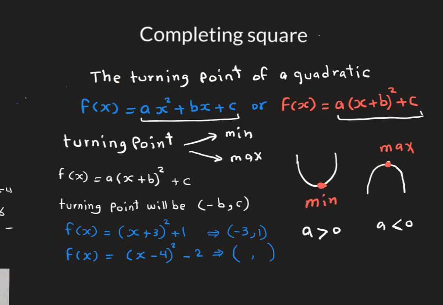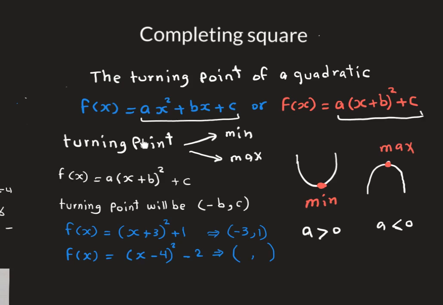Bismillah. In this video we will learn how to use completing the square to find the turning point of a quadratic function. A quadratic function can be written in this form: ax squared plus bx plus c, or that one, a(x plus b) squared plus c. The first one is called standard form. The second one is called vertex form.